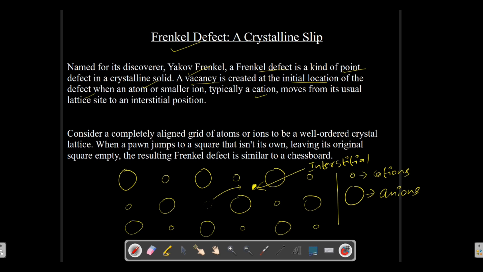I hope you understood what Frenkel defect actually is. So consider a completely aligned grid of atoms. These are the grid of atoms or ions in a well ordered crystalline lattice. When a pawn, meaning you can simply consider a smaller ion, jumps to a square that isn't its own, you can see over here, this was supposed to be its position. Now it is over here, leaving its original square empty. This is now empty. The resulting Frenkel defect is similar to a chessboard. You can consider it as a chessboard as well.